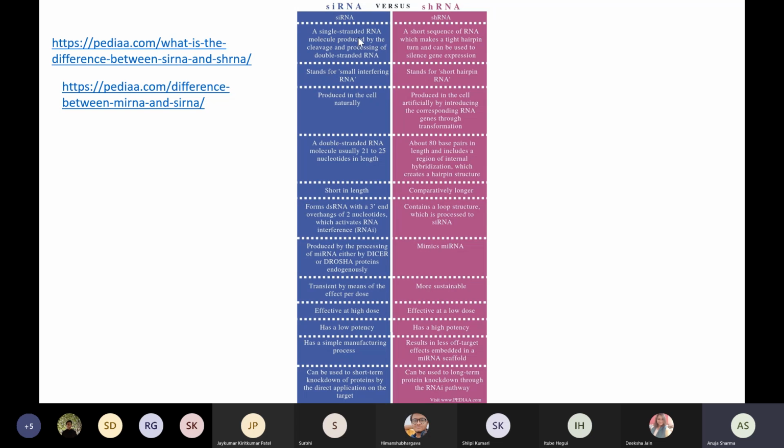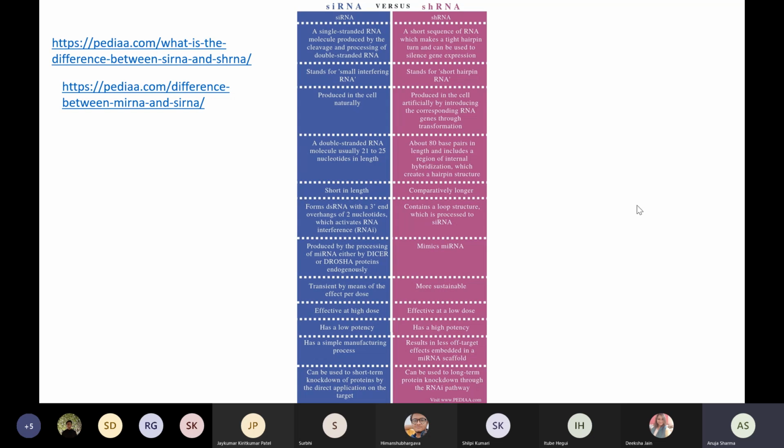Single stranded, so siRNA is a single strand. Ultimately the final form will be a single stranded RNA molecule produced by the cleavage and processing of the double stranded RNA. Here it is a short sequence of RNA which makes a tight hairpin turn and can be used to silence gene expression. Those stand for the full forms: small interfering RNA and short hairpin RNA.